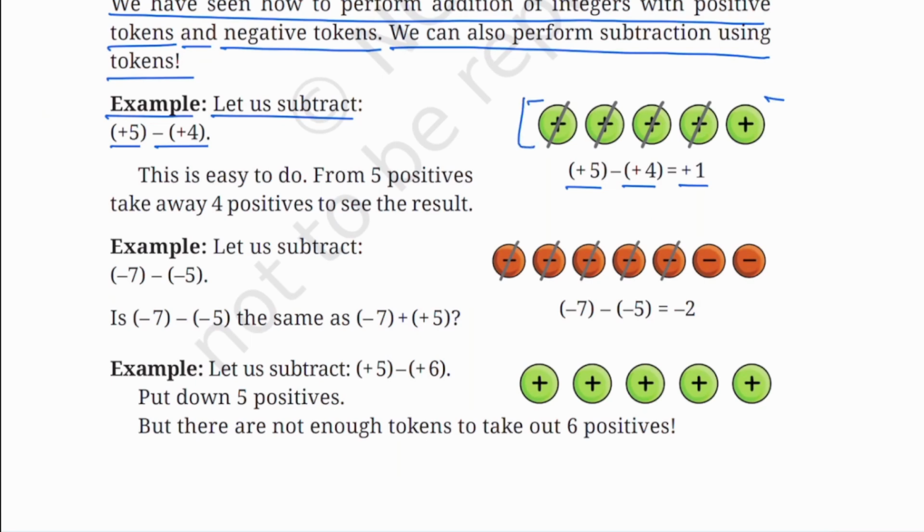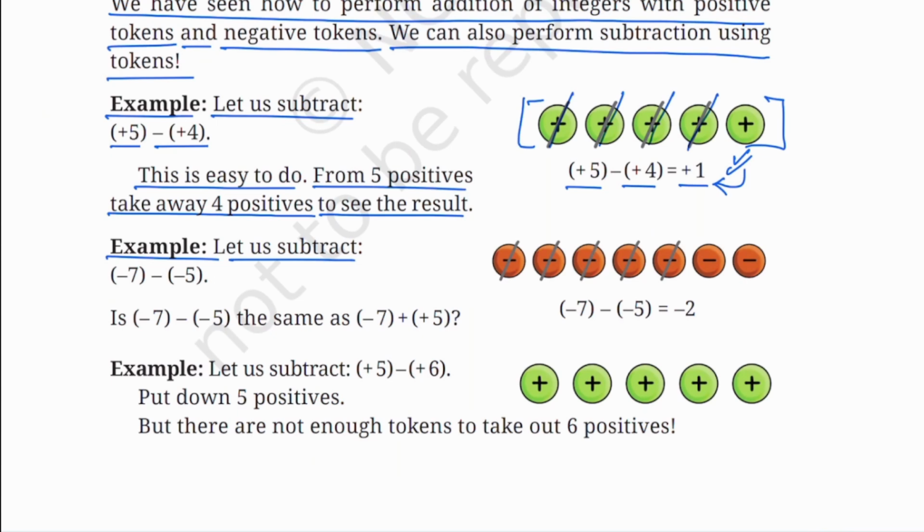+5 is here and minus +4, that means 4 tokens have to be removed. Only 1 will remain. The answer will be +1. This is easy to do. From 5 positives, take away 4 positives to see the result.